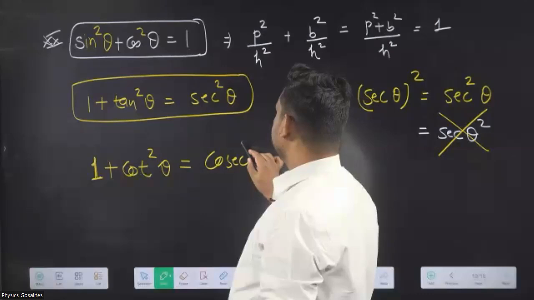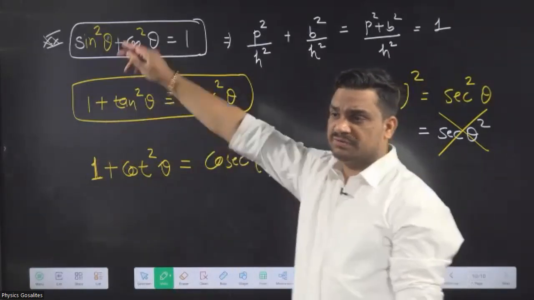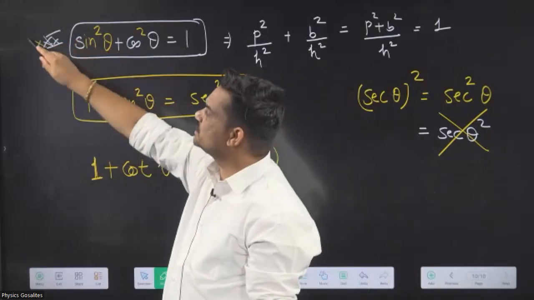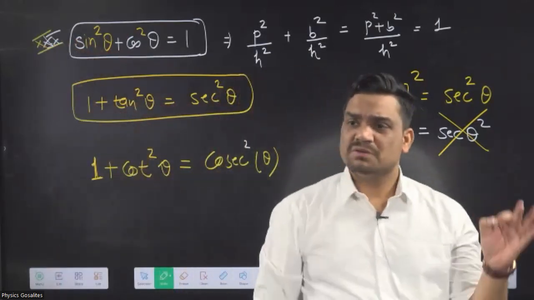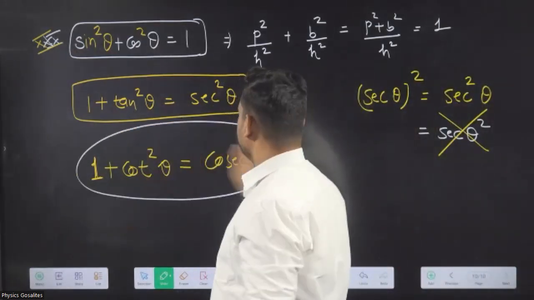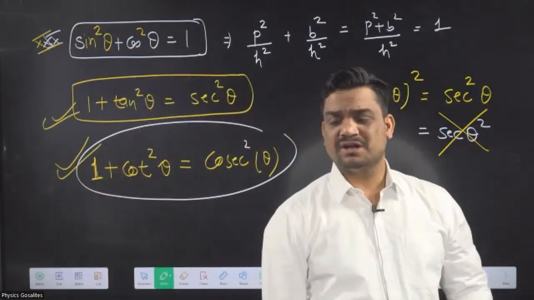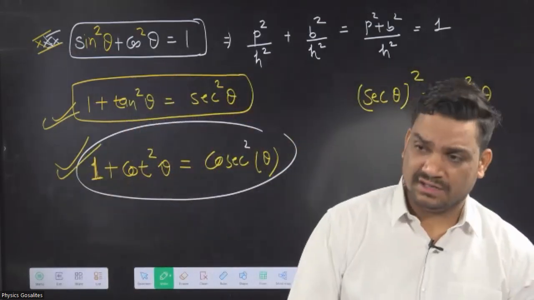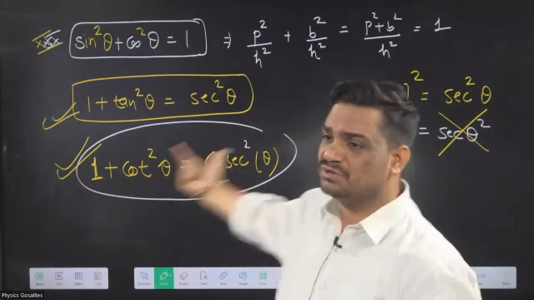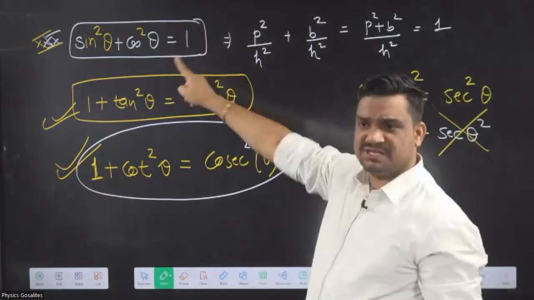Okay, now you will ask, sir, which one do we use most frequently? For that I have already marked it: sine square theta plus cos square theta is what we use most of the time, but in some questions we can use this also, and this also. Some particular question comes where we need to use the identity 1 plus cot square theta equal to cosec square theta. Mostly sine square theta plus cos square theta comes.